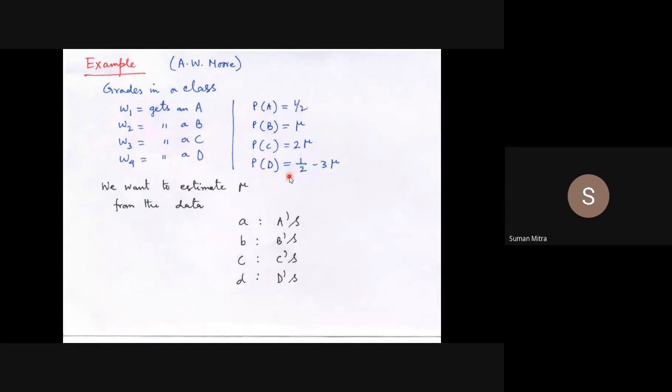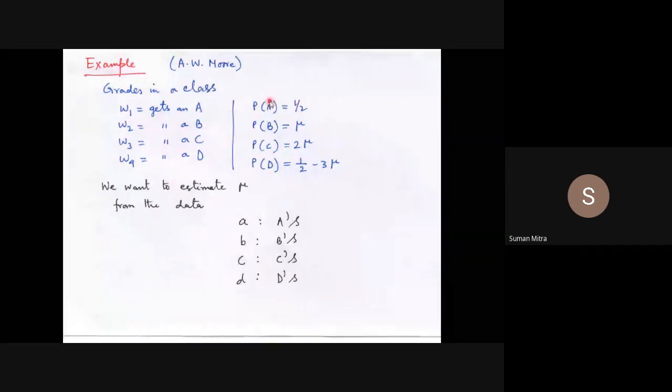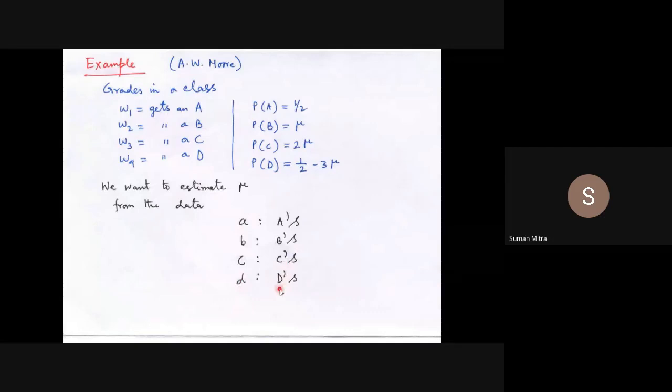Just see to it that you get sum 1. Right? Now, in the actual scenario, we get data. The data is like this: A number of students get grade A, B number of students get grade B, C number of students get grade C, and D number of students get grade D. This is my data. And what is my model?